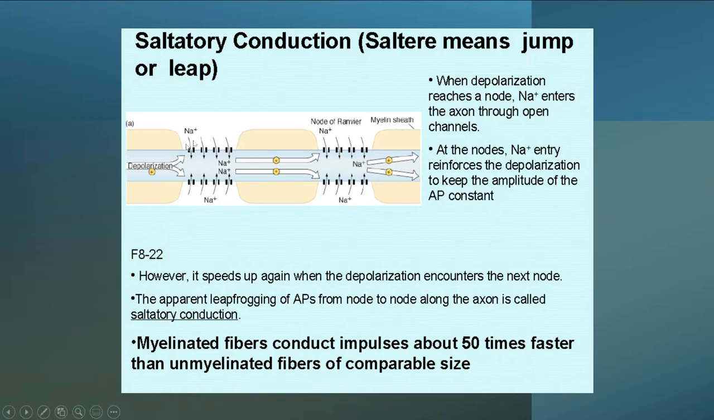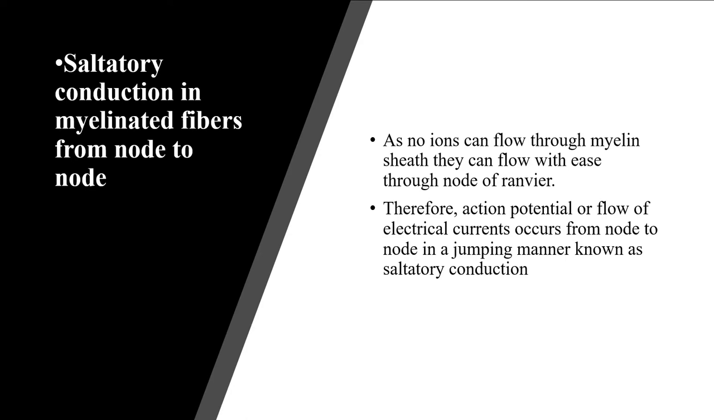You may be asked what is the reason for saltatory conduction, or what is the factor responsible for saltatory conduction. The main factor is the presence of the myelin sheath. As no ions can flow through the myelin sheath, they can flow with ease through the nodes of Ranvier. Therefore, the action potential, or flow of electrical current, occurs from node to node in a jumping manner, known as saltatory conduction.